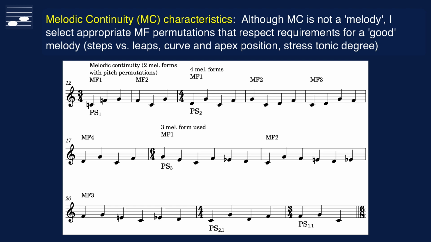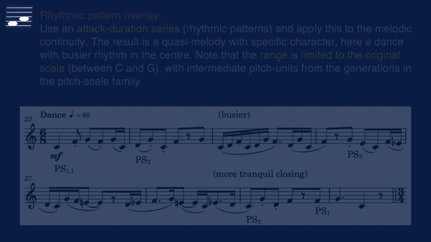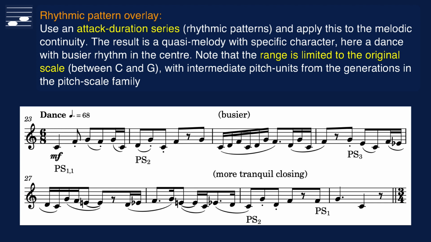This example continuity shows that it is not a real melody with a suitable pitch curve. However, in my selection of melodic forms, I take into account aspects such as stepwise movement versus leaps, where alterations are going, the positioning of the highest pitches and stressing a tonic degree, here C. That is my set of tools for creating something that musically makes sense. After overlaying an attack duration series, a time rhythm, we obtain the final product, a quasi-melody in a dance-like setting. Listen to a flute playing this phrase.